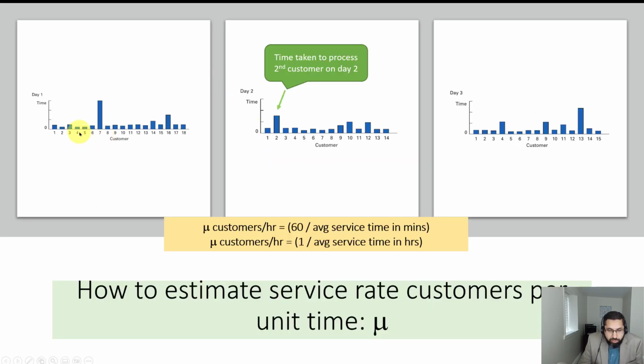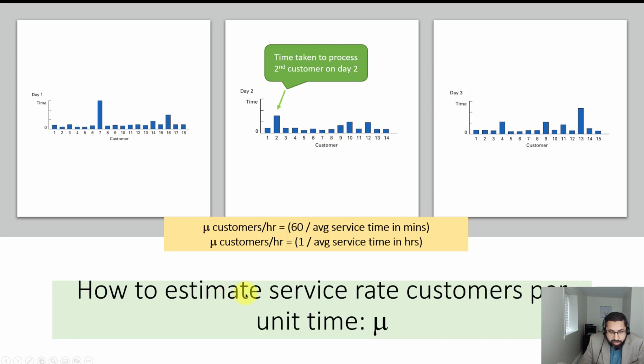We can do the same thing to estimate the service rate, how many customers we serve per unit time. So we can record the service times, how long it took to serve each customer on day 1, day 2, day 3. For example, in the middle picture, we can see on day two, the second customer took this much time to be served, based on the y-axis. Right? Then we can record all these times in Excel and take an average and find the average time a customer takes. So let's say we find that the average time is 5. On average, a customer takes 5 minutes to be served.